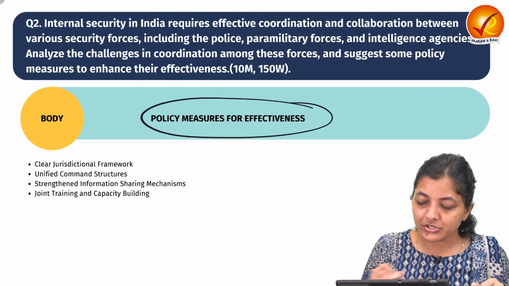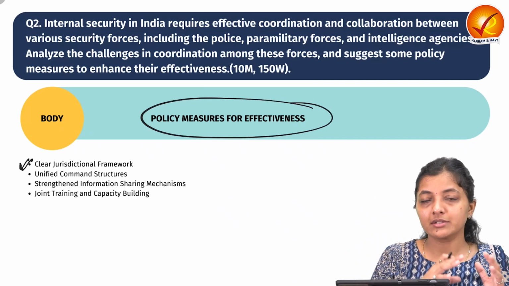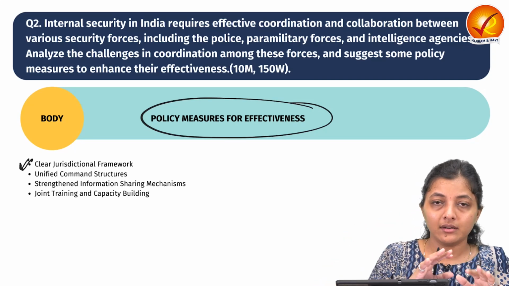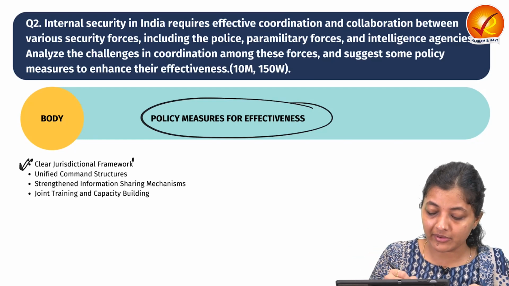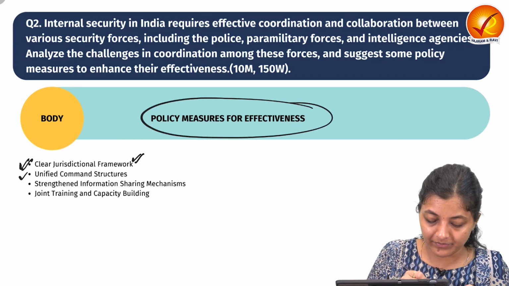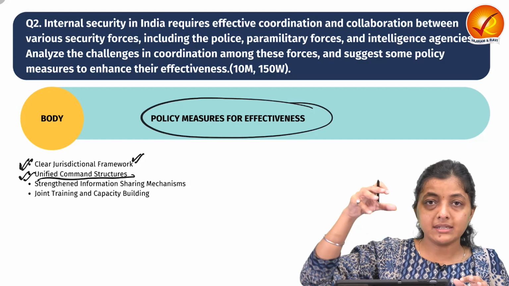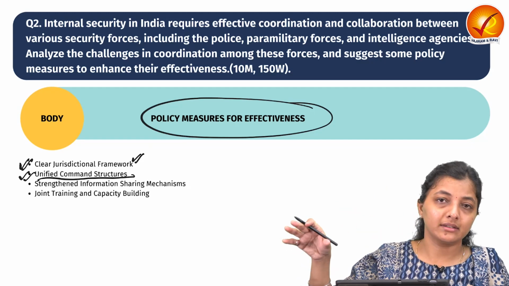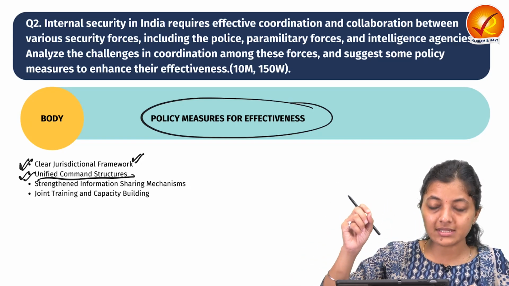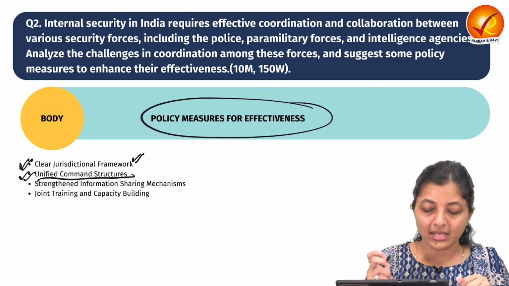Then next are the policy measures for effectiveness. First, because there is jurisdictional overlapping, we should clearly standardize the jurisdictional framework so as not to create delays in response or action. Then unify the command structure. There should be one line of command, a centralized authority, so that in a time of need, this agency would do this thing. If there is a unified command structure, the delays will not happen.